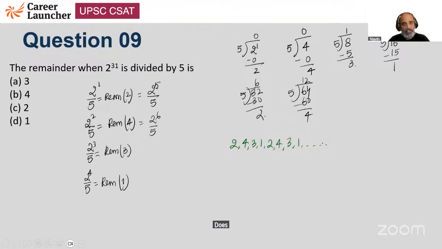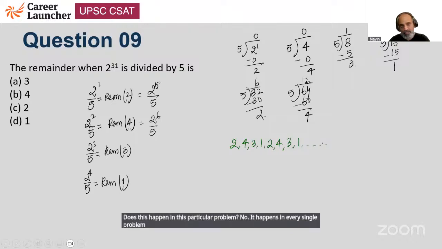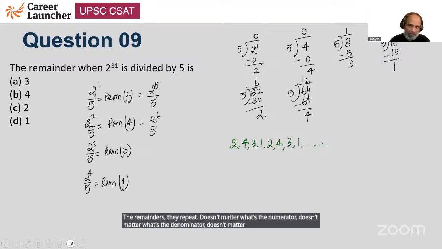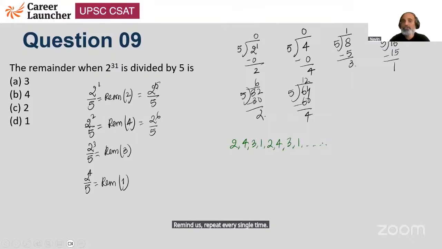Does this happen in this particular problem? No, it happens in every single problem of remainders that you take into account. The remainders, they repeat. Doesn't matter what's the numerator, doesn't matter what's the denominator, doesn't matter what's the power. Remainders repeat every single time. All you need to do is find out what is the group that repeats.